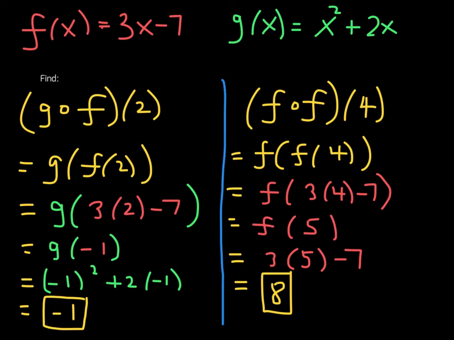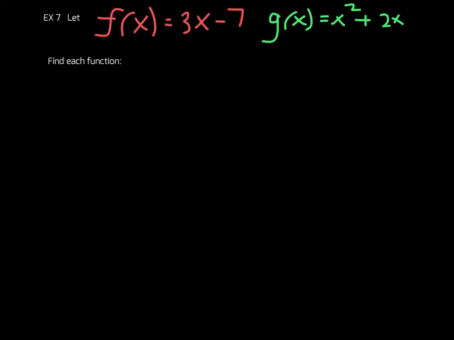We are moving to example 7. All right, guys, we're at example 7 here. Let f of x equal 3x minus 7. g of x is x squared plus 2x. The same two functions we've been working with. This time around, notice the instructions say find each function. Example 7 is different from example 6 that we were working on a few minutes ago.